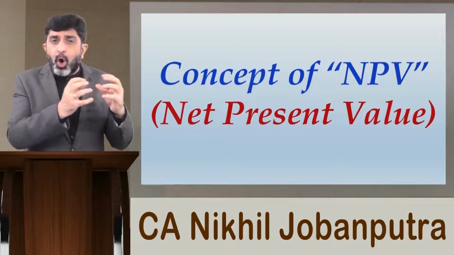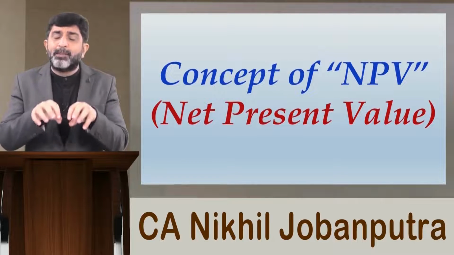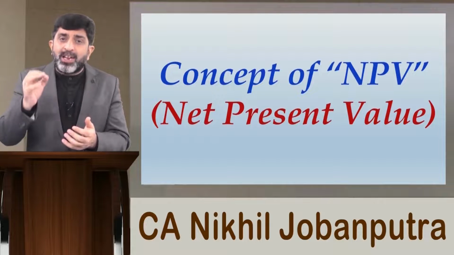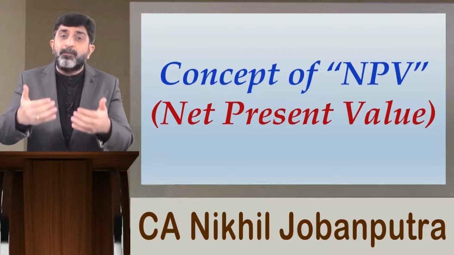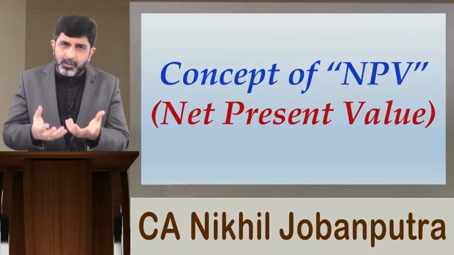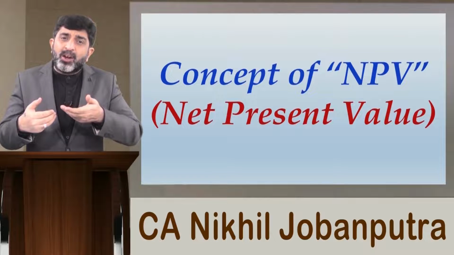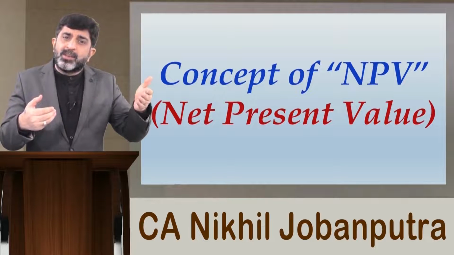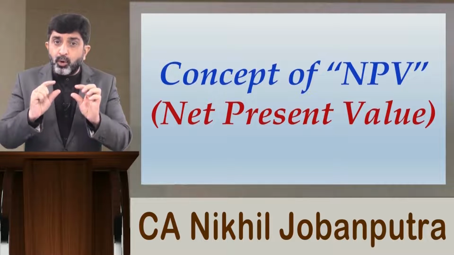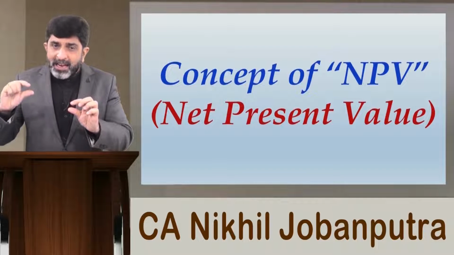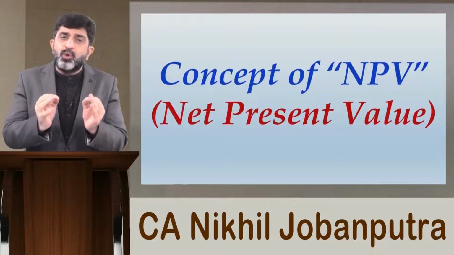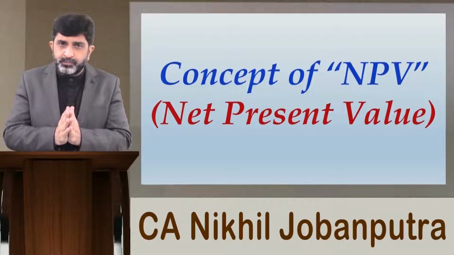You discount all those future cash inflows to their present values, and that will be the total present value of inflows. From that you subtract the initial amount of investment, or if the cost of the project is also scattered over the period, you bring all the outflows to their present values. So the present value of all the inflows minus the present value of all the outflows would give you the amount of net present value.